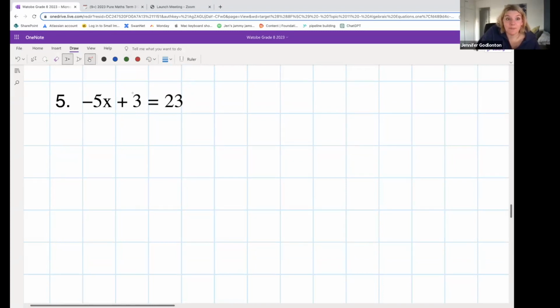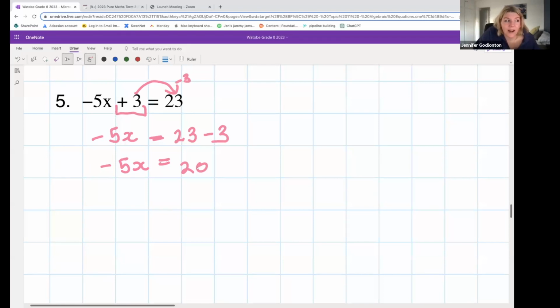Let's go through this step by step, right? The first thing is we've got this +3 over here. So when it jumps over, it's going to become -3. So we're going to have -5x is equal to 23 minus 3. So we're going to have -5x is equal to 20. Who can tell me what I have to do now? So now I've got -5x is equal to 20. What do I have to do now?